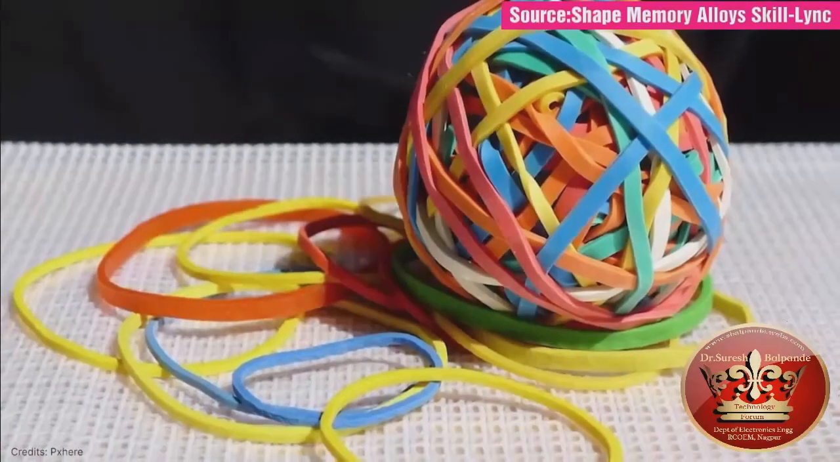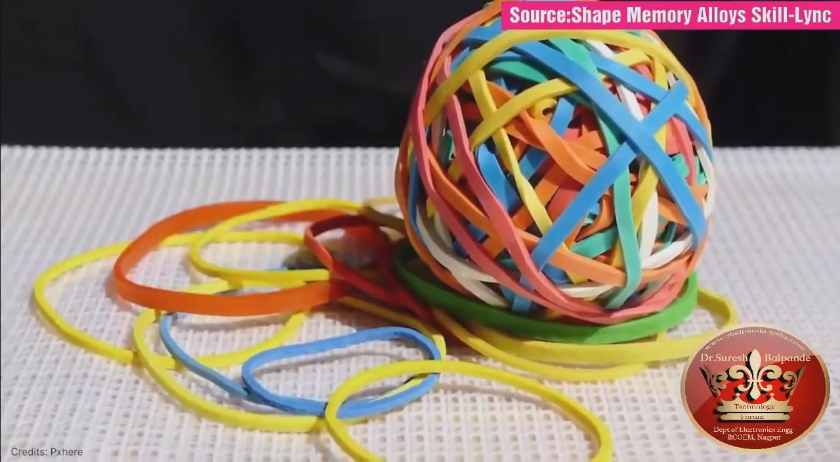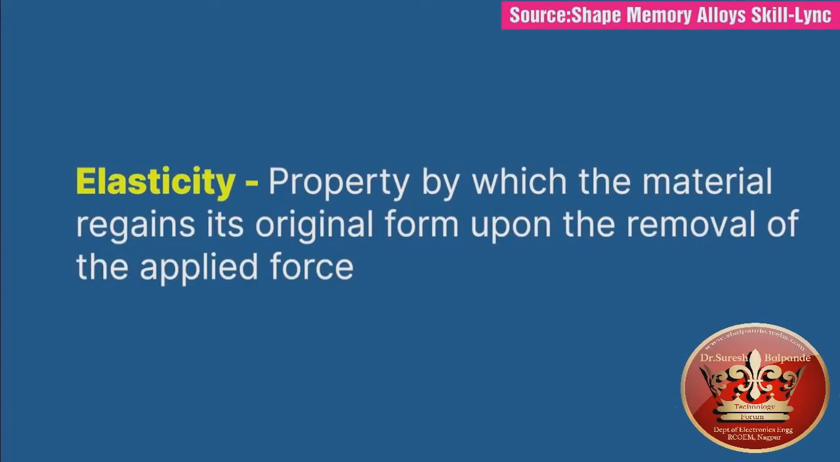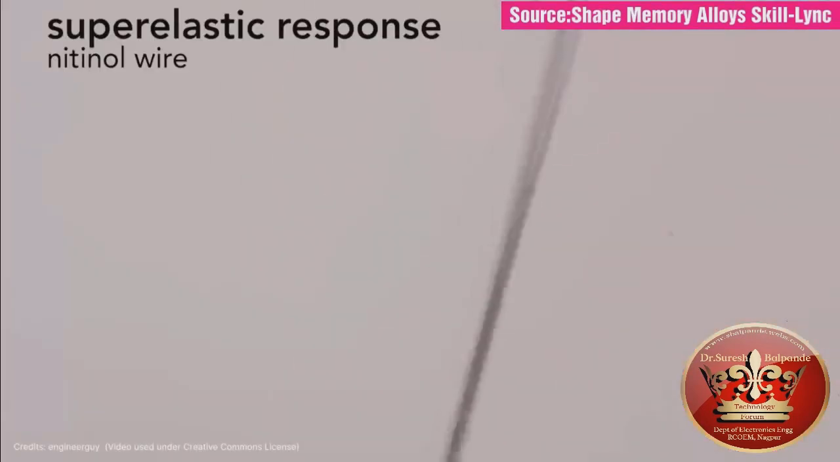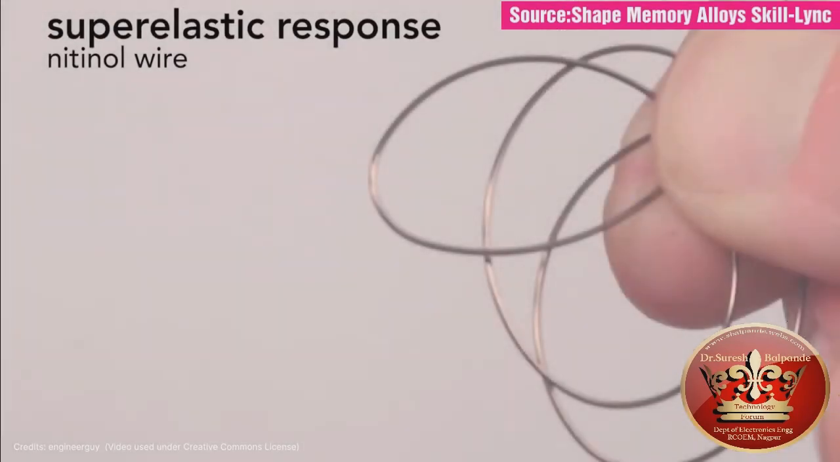We come across several elastic materials in our day-to-day life. Elasticity is the property by which the material regains its original form upon removal of the applied force. But pseudo-elasticity is the property which occurs due to the change in crystalline structure. Assume that we have a shape memory alloy which is at a high temperature. At this time, the material will be in the austenite state. When a force is applied, the material deforms into martensite and returns to austenite when the force is removed.